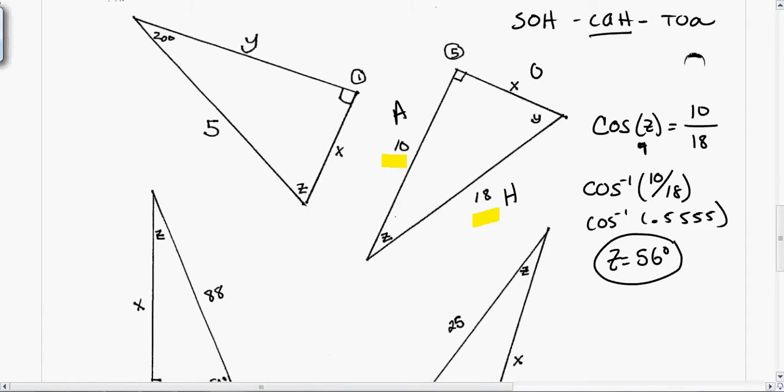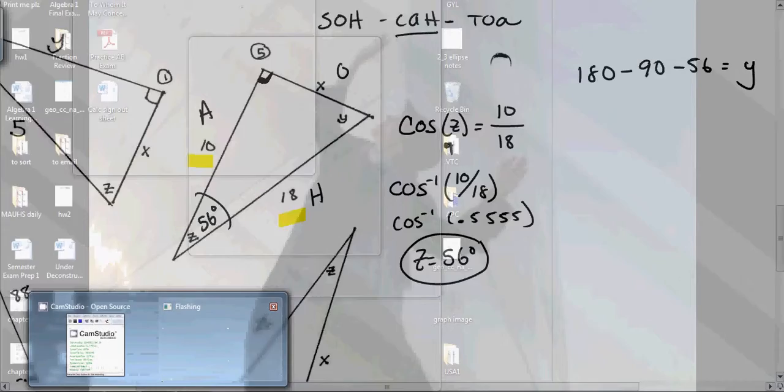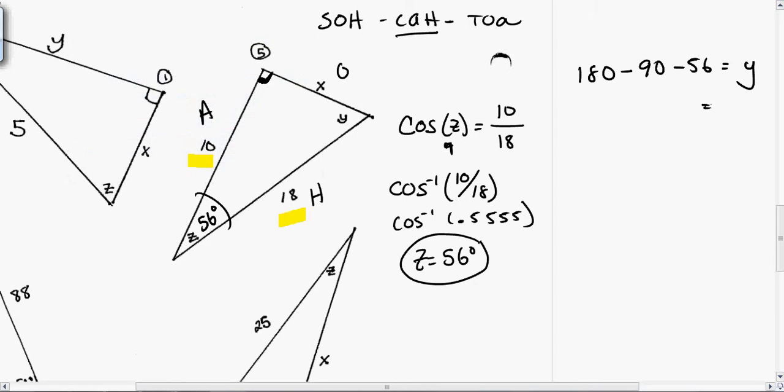I'll go ahead and fill that in. And I could repeat this process, or I could simply use the triangle sum rule now, which is what I'm going to do, and go 180 degrees minus 90, that's the right angle, minus 56 degrees. And that'll give me Y. Y is 34 degrees. So I'll add that to my picture.